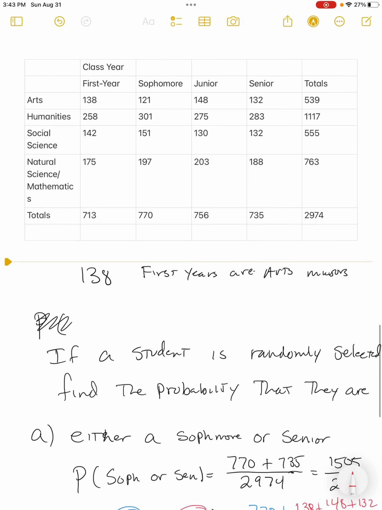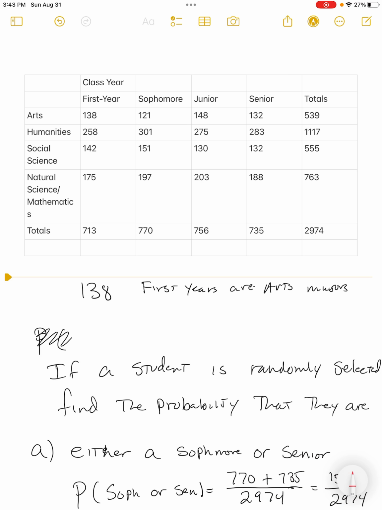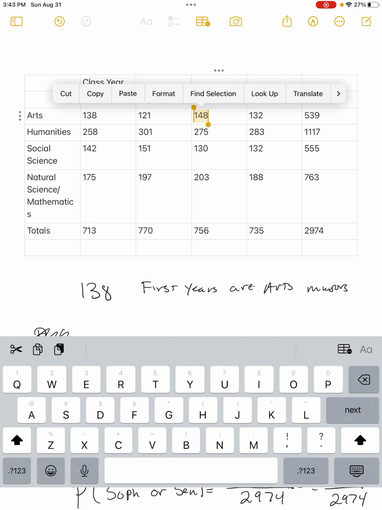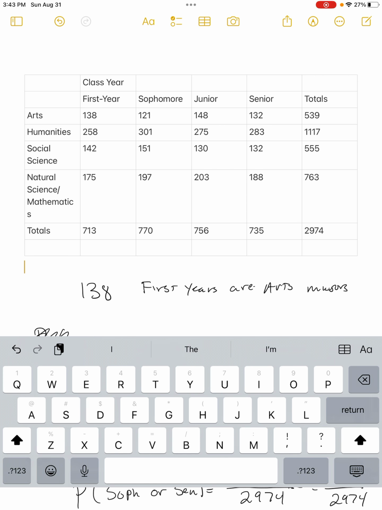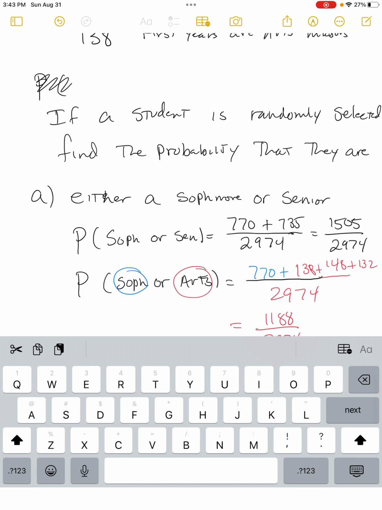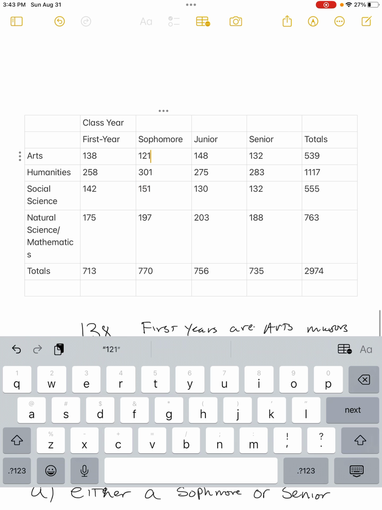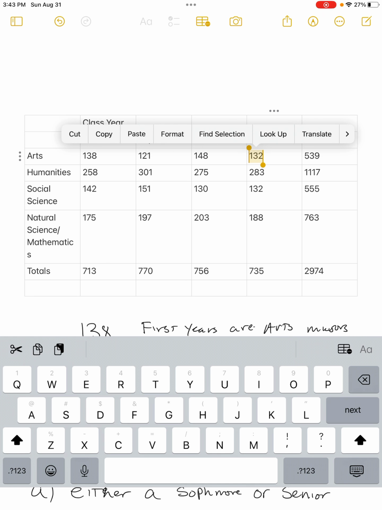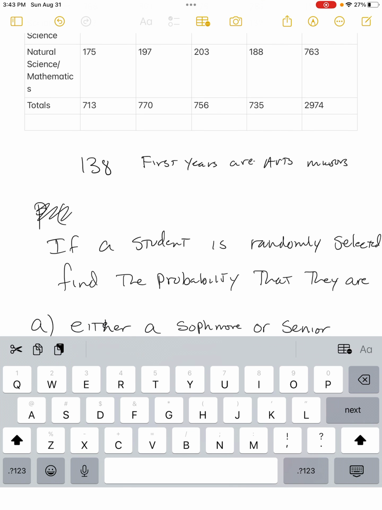So it really is just looking at this and, not sure if it will allow me to do this, but you've got this whole row. Yeah, it's treating this like a text area, so it's not going to let me circle it. But you have that whole first row and this column right here. And the trick is not to double count the 121. When I wrote down the 770, it included the 121 art majors that are here. What I didn't have is these 138s, these 148s, and this 132, so I added them on. Hopefully that makes sense to you.